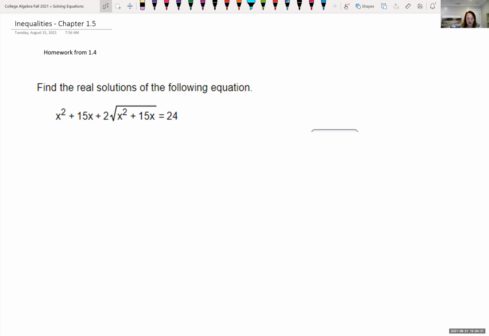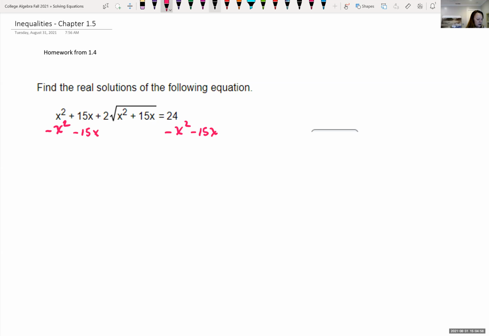And to solve radical equations, first thing that we want to do is isolate one of the radicals. And there's only one in here. So we're going to just isolate that one radical. And so that means I want to get rid of that x squared on this one side. So I'm going to subtract x squared on both sides. I'm going to want to get rid of this plus 15x as well. So I would subtract 15x on both sides.